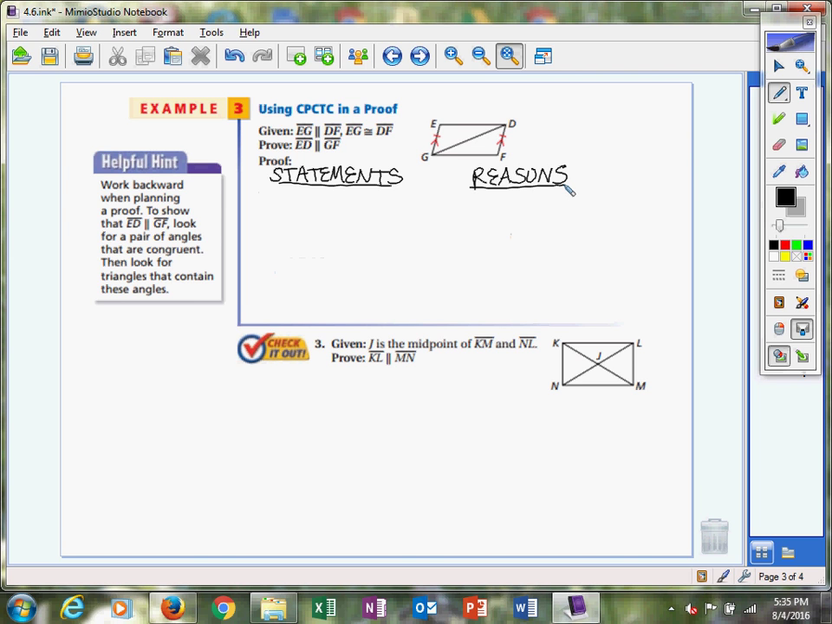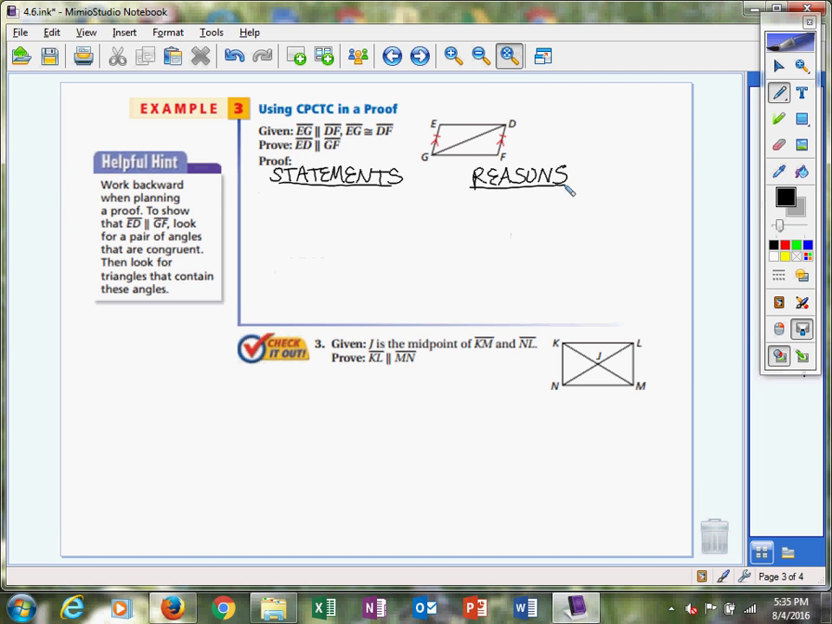So it does help. We can't use CPCTC, otherwise known as cupcake, in my class, until you've proven that the triangles are congruent. Okay? So that's where we really need to start. So if you're like, I don't even know how to plan this thing out, your first plan is prove the two triangles that you see there are congruent.